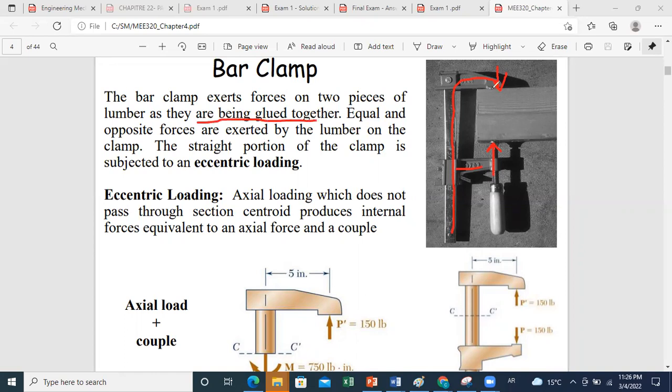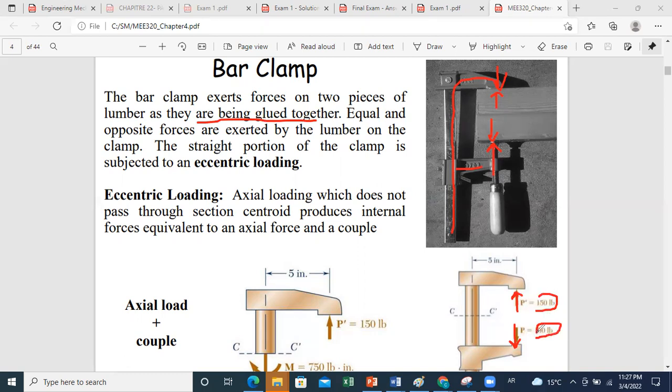Okay, so by action reaction, if you consider now your clamp, then these two pieces of lumber will exert opposite forces on the clamp. So if my system is a clamp, then on this system I have these forces, which are by action reaction opposite to the action of the clamp on the two pieces of lumber. And then let us say, for example, that you know the value of this force. It's 150 lb.